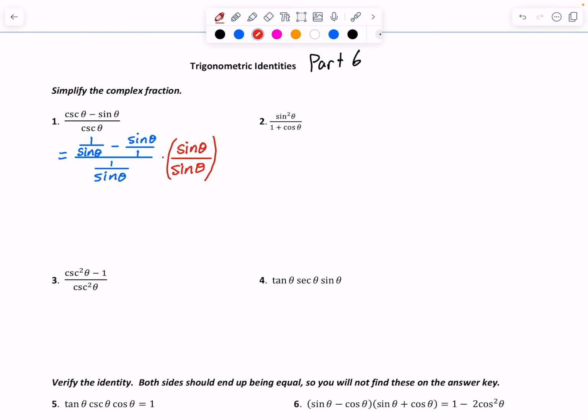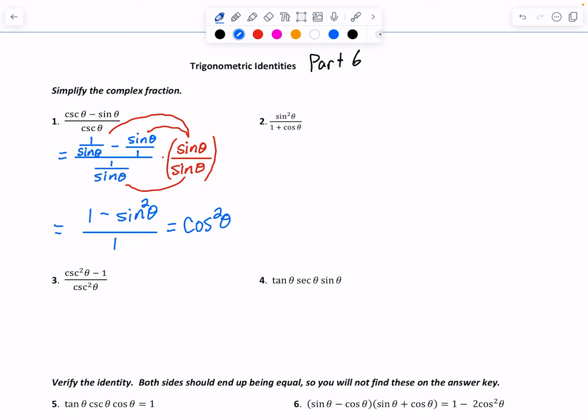So this red sine goes here, and it goes there, and this one's going to distribute there. Sine times 1 over sine is 1. Minus sine times sine is sine squared theta. Notice we're writing thetas on every sine. I'm not getting lazy and forgetting them. 1 over sine times sine is 1. And then I know what that is: 1 minus sine squared is cosine squared. So we changed that nasty expression to just cosine squared.